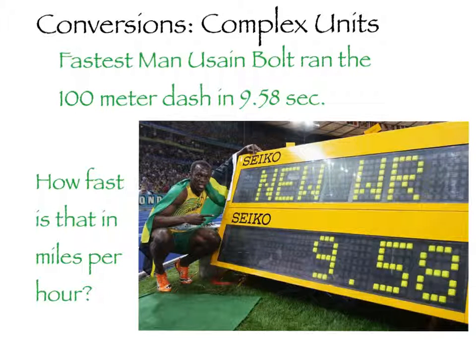Alright, this is a tutorial on how to convert units that are more complex. For instance, this one says the fastest man, Usain Bolt, ran the 100-meter dash in 9.58 seconds in the Olympics the other year. And we want to know how fast is that in miles per hour. So we will need to convert both meters to miles and seconds to hours.